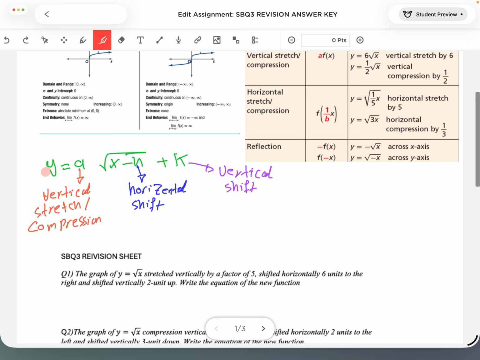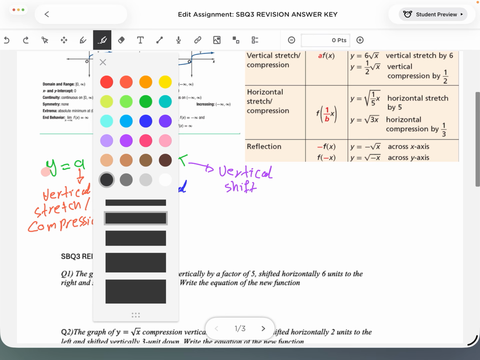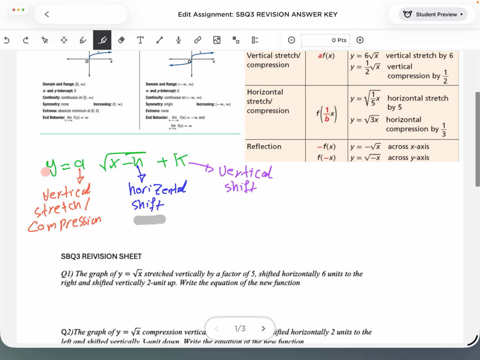This is the general form of any radical function. A represents vertical stretch or compression. H represents the horizontal movement, left or right. K represents the vertical shift, up and down. So H, either we are moving right or moving left; K, either we are moving up or moving down.